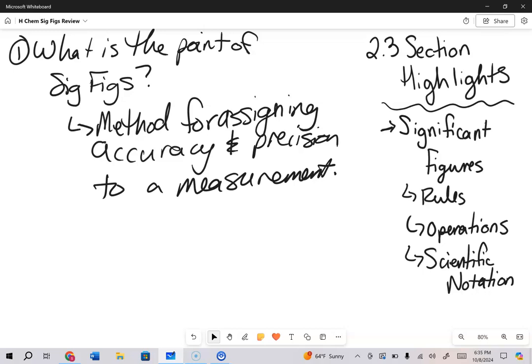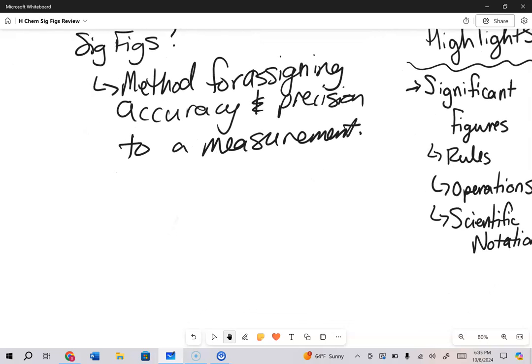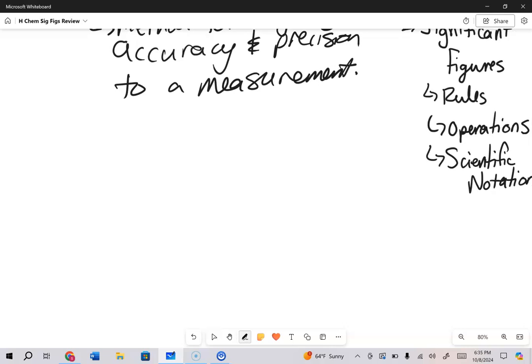The next thing that we talked about when it came to sig figs was the rules for assigning.